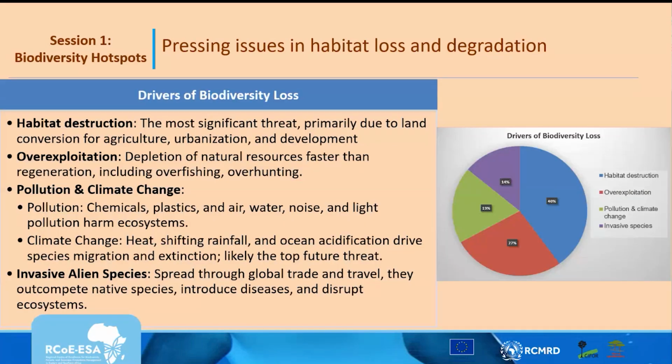So we have quite a number of drivers that have been identified, but we have 4 key ones. But this does not limit you from understanding, within my country or within my region, what the key biodiversity hotspots are. Remember, these are from a global perspective, but from a country perspective, what are the drivers of biodiversity loss within my region or within my country?